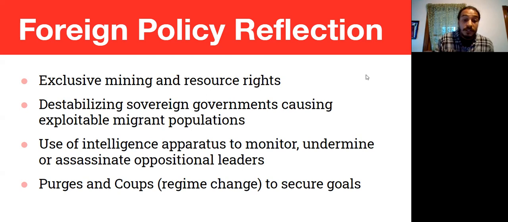And we also conduct purges and coups of other countries. We tend to call it regime change. We did it in Libya with Gaddafi. We did it in Iraq with Saddam. We did it in Afghanistan. And we'll probably continue to do it until somebody reins in our imperialism.